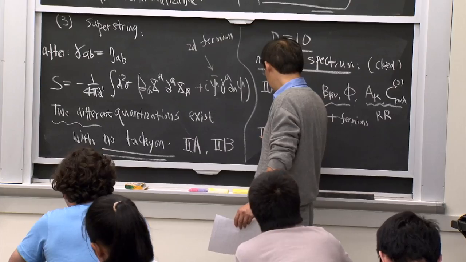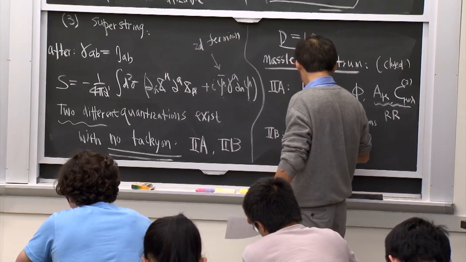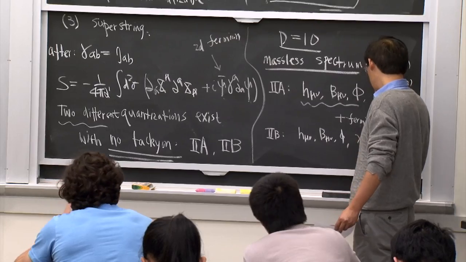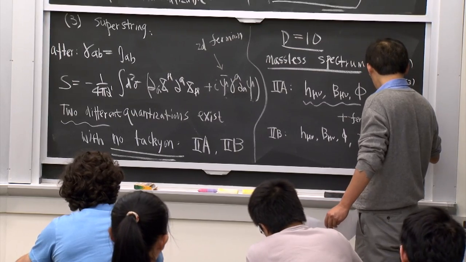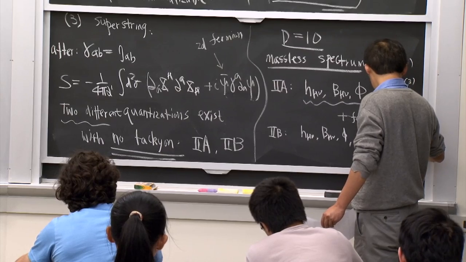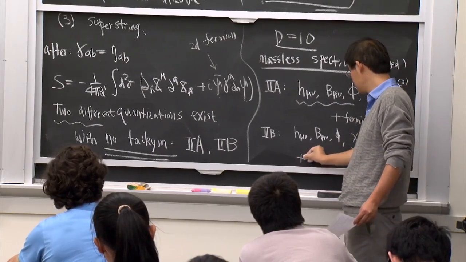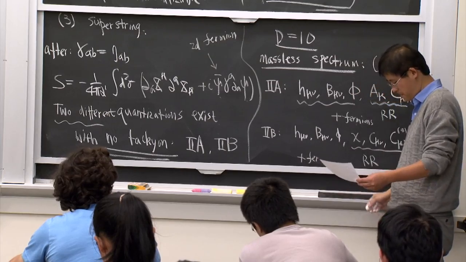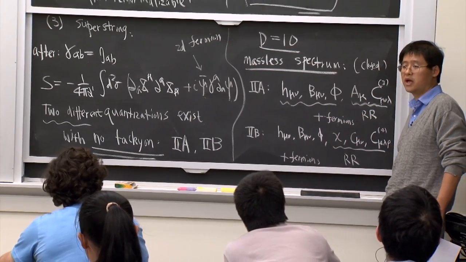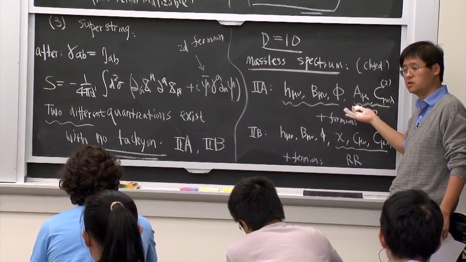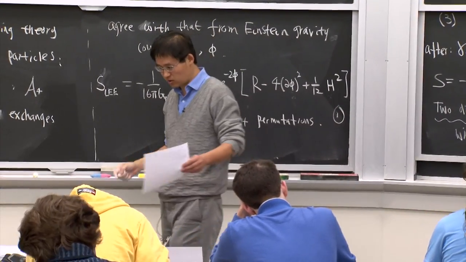So then you also have type 2B. Again, the bosonic part: you have h mu nu, b mu nu, phi. And then you have a scalar field chi, an antisymmetric tensor c mu nu, and then a four-form field. So this, again, is the so-called Ramond-Ramond. Then plus fermions. And the low energy theories become the so-called type 2A and type 2B supergravity. So these are supersymmetric theories, and the corresponding generalization of gravity is called supergravity. We do not need to go into that.